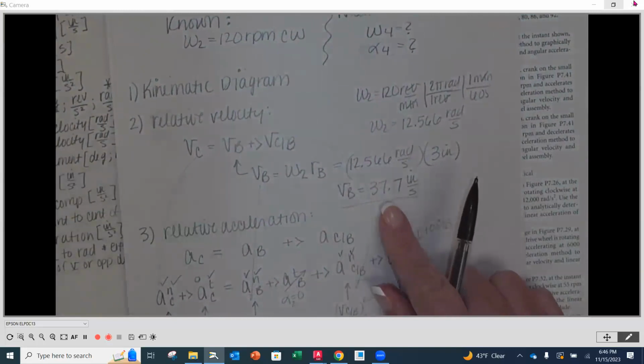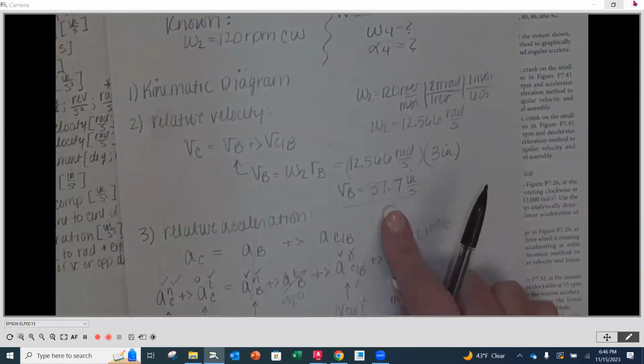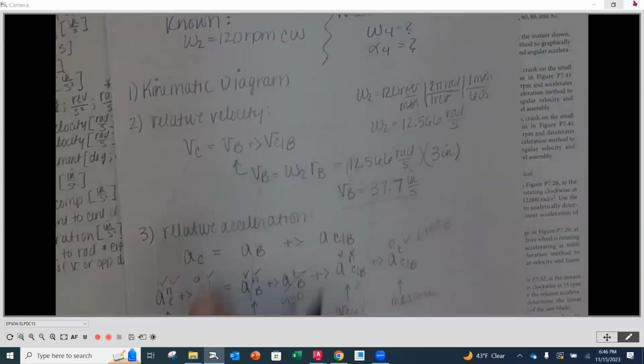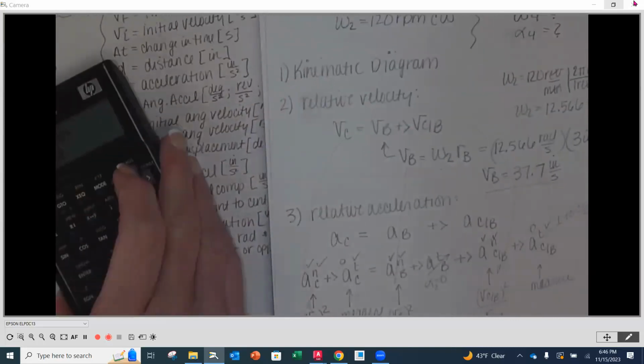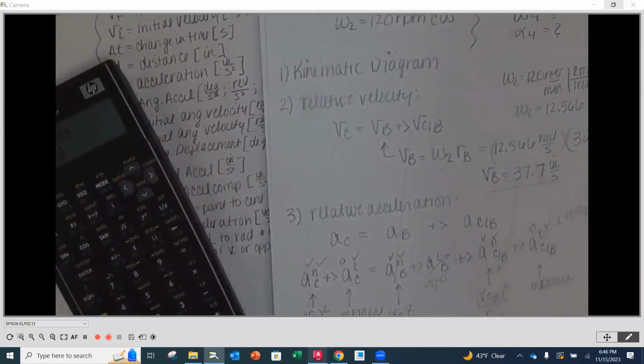So now we're going to take this number, the magnitude of our velocity of B, and we're going to construct our relative velocity vector equation. So going over to AutoCAD.